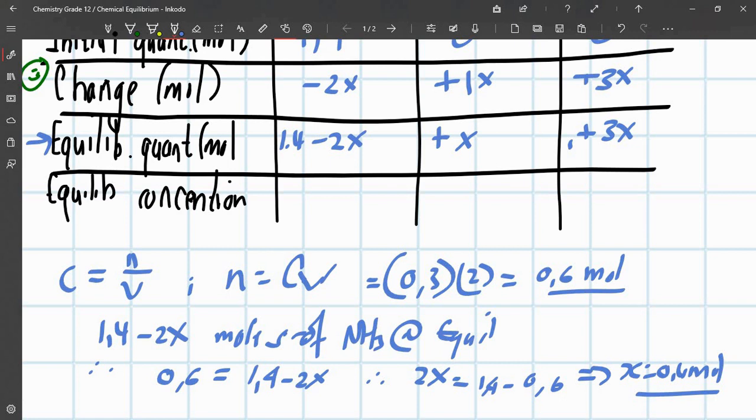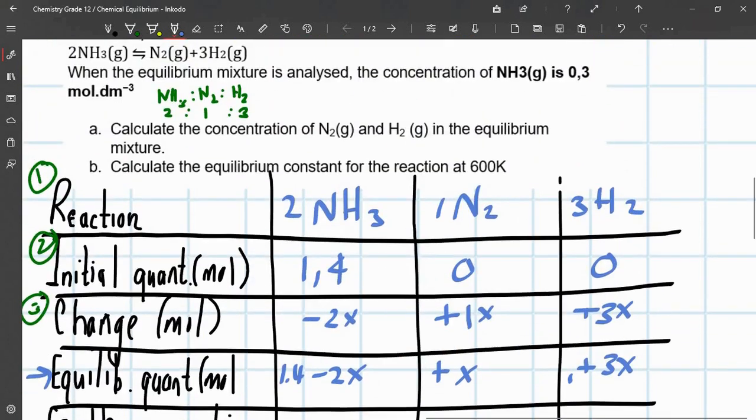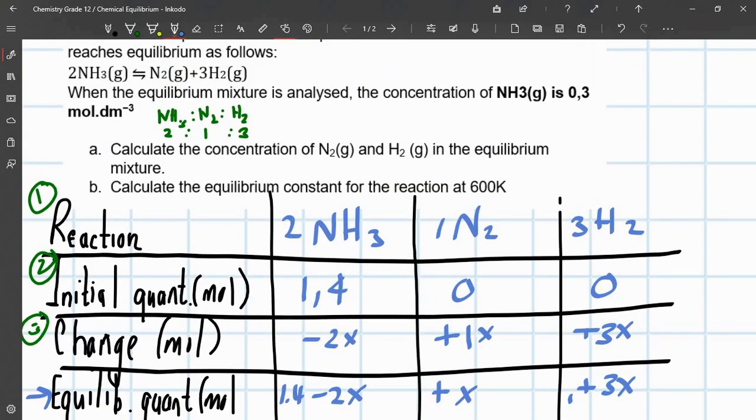Okay, and then from there, we have the number of moles. So we've calculated x. Now that we have x, we can calculate the concentration of N2 formed at equilibrium, the nitrogen. So we go back to the table and look at nitrogen. What we require is to calculate the concentration of nitrogen and the concentration of hydrogen.